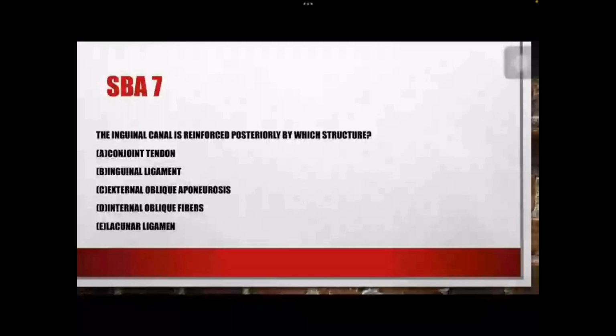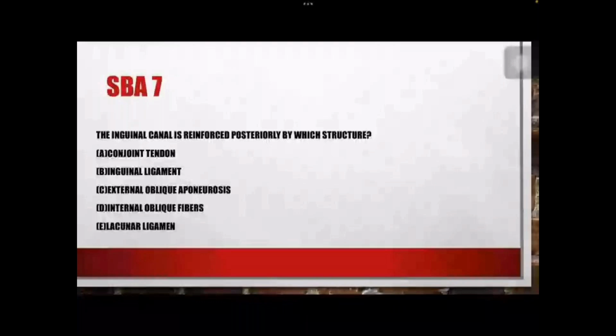Inguinal canal anteriorly is the external oblique aponeurosis. Yes, posteriorly is conjoint tendon, laterally, is the inguinal ligament. Okay, and medially, medially is by the transverse abdominis fascia. Yes, it's correct.